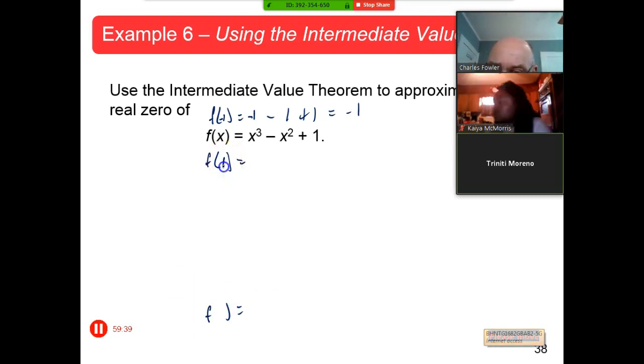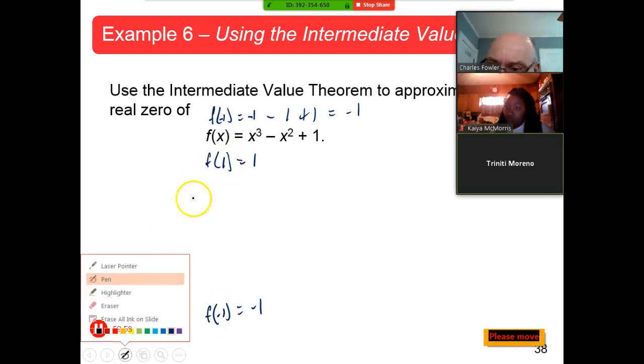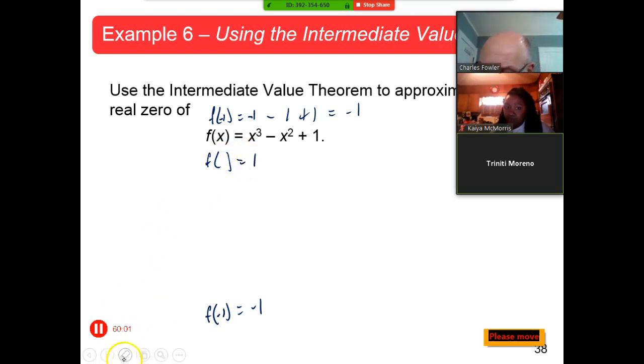Now f of 1 is equal to 1, and f of negative 1 is equal to negative 1. So that tells us our 0 has to be somewhere in between negative 1 and 1, right? Well, wait a minute. Let's not use 1, let's use 0. That's even closer. F of 0 is 1. And f of negative 1 was negative 1. So it's somewhere in between negative 1 and 0.